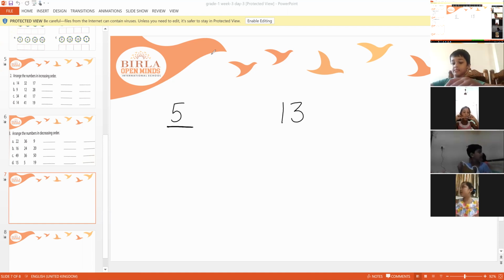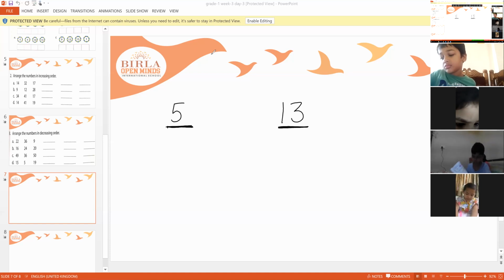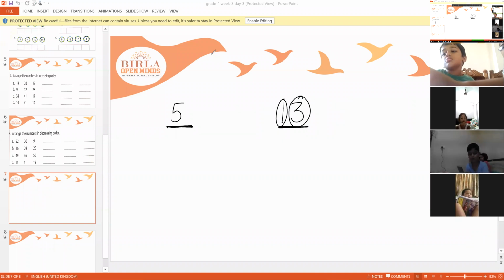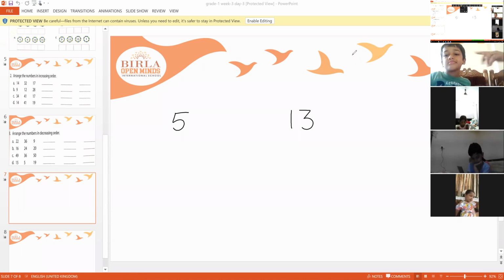Okay, so just remember one thing, that a one digit number is always smaller than the two digit number. Again I'm repeating, a one digit number means when we have only one digit there. In the number 5, there is only one digit, no? And in the number 13, we have two digits. First one is 1, the second one is 3. So 5 is smaller than 13, or you can say that 13 is greater than 5.